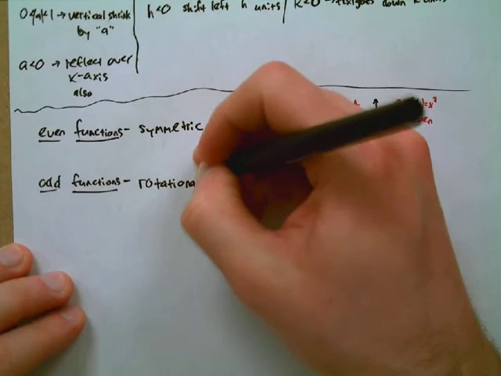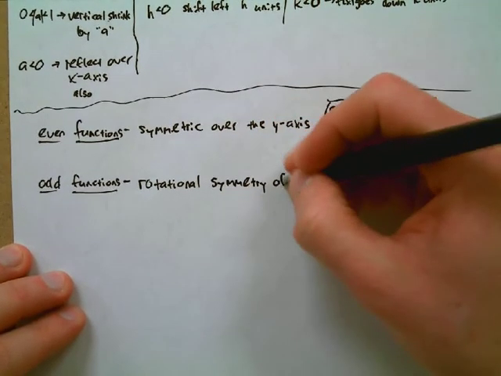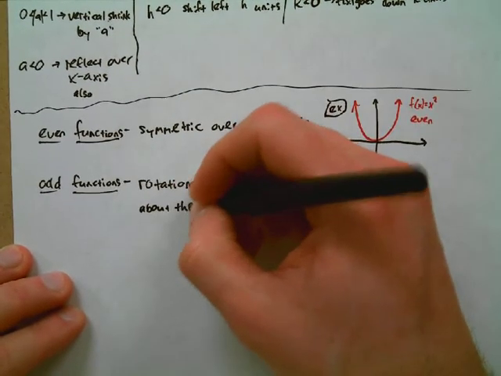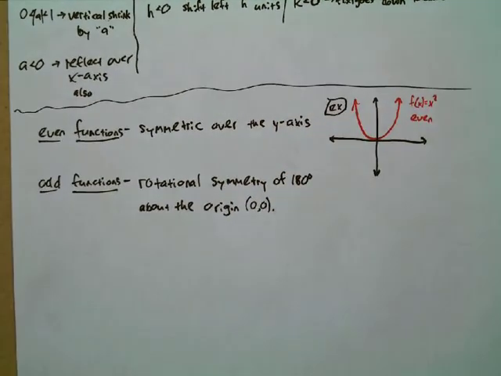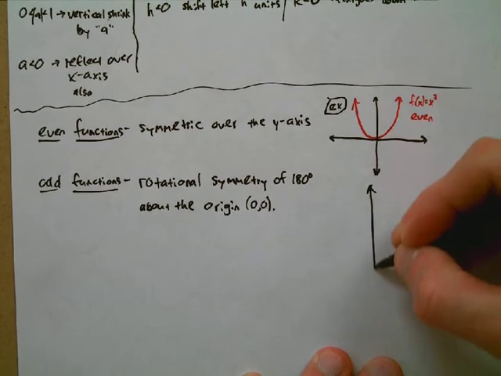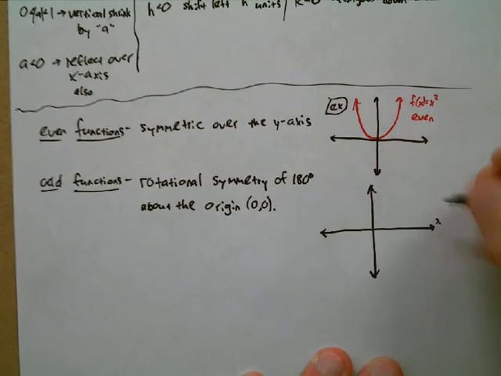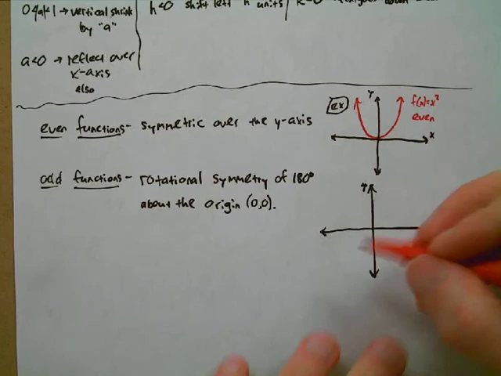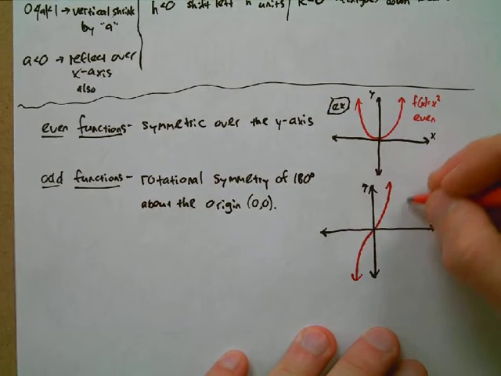For odd functions, we're looking at rotational symmetry of 180 degrees about the origin. Remember, that's the point (0, 0). So what does that look like? Here's an example of that. A classic example of an odd function would be the graph of the cubic function.